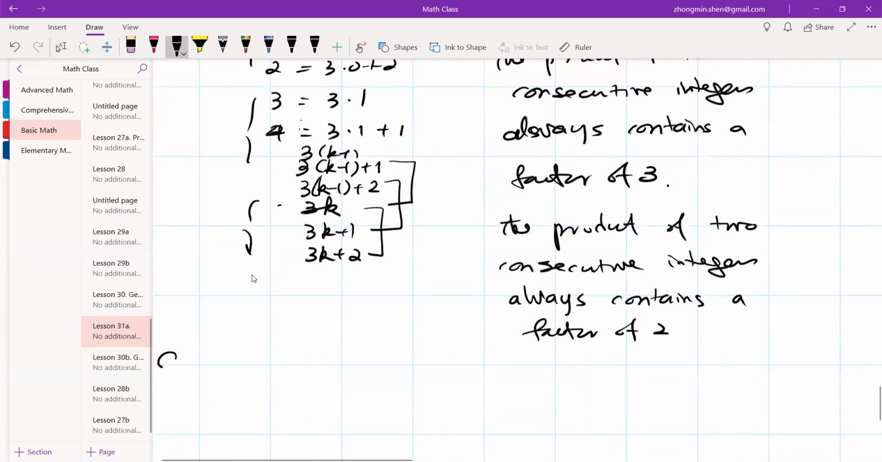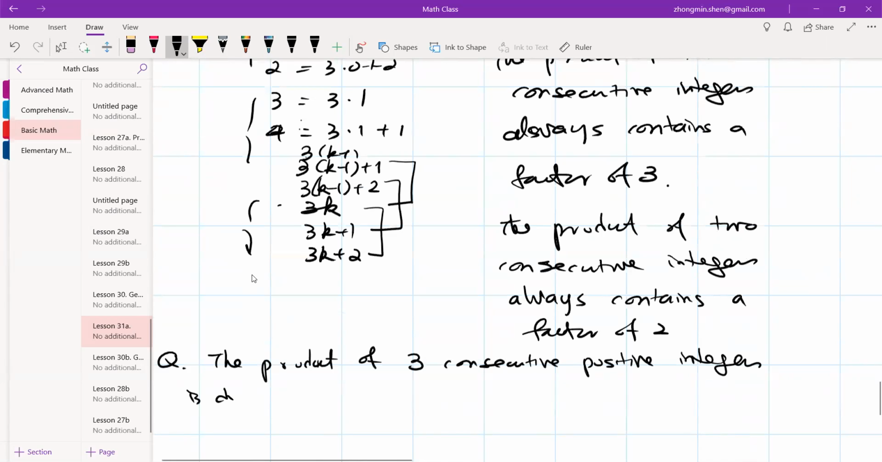All right, so our next question is also related. The product of 3 consecutive positive integers, we know, is divisible by 6 factorial. What is the least possible average of the 3 numbers?